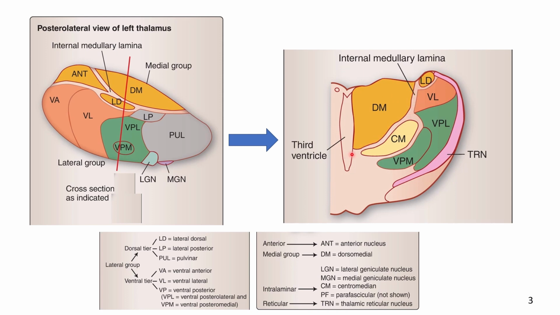And here there's a couple of other nuclei that you cannot see in this view because they are located deeper. These are called intralaminar nuclei, and one of them is called centromedian, this one, and there is also parafascicular that you cannot see in this view. There is also another group of nuclei which is located most superficially, and these are called the thalamic reticular nucleus. One on each side, and they have an extensive connection with the cortex of the brain.